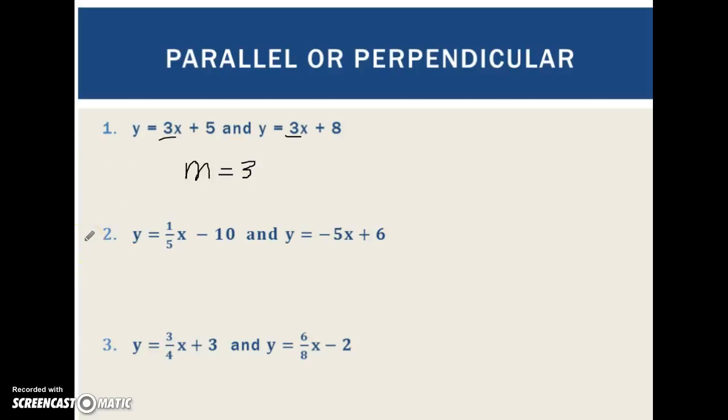Looking at question number 2, y equals 1/5 x minus 10, and y equals negative 5x plus 6. Are these two equations parallel or perpendicular? I can see that they're not the same slope. This one is 1/5, and this slope is negative 5. So next, to check if they're perpendicular, they should be opposite reciprocals. I can see they are opposites. One is positive, one is negative, and they are reciprocals. 1/5 is the reciprocal of 5. So these two are perpendicular.